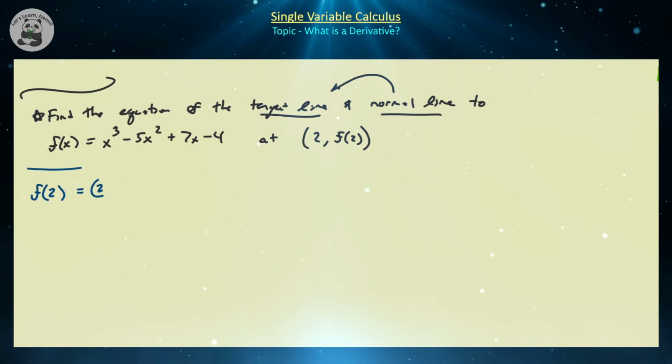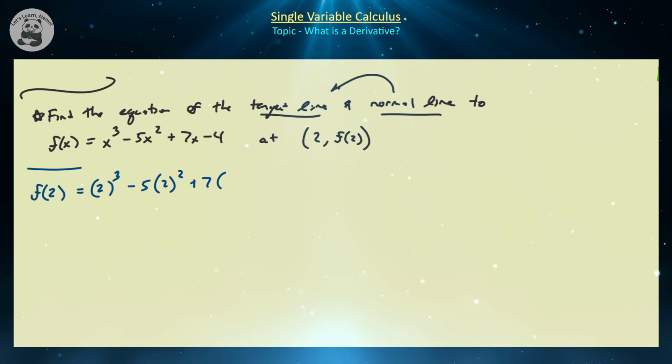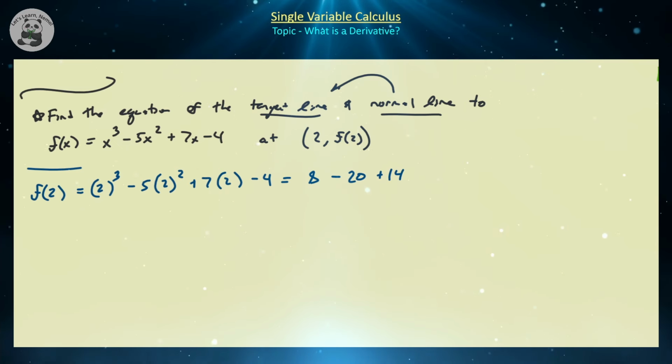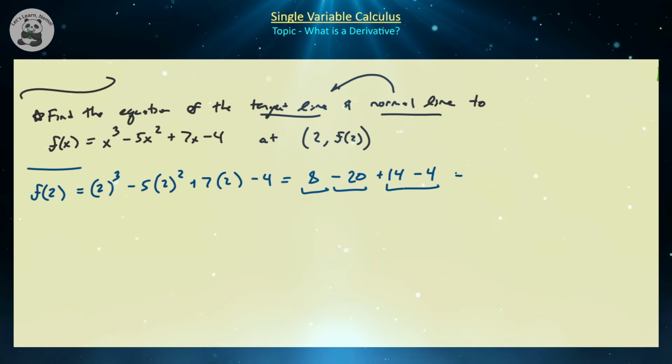So f of 2 is going to be equal to 2 cubed minus 5 times 2 squared plus 7 times 2 minus 4. So that's going to give us 8 minus 4 times 5, which is 20. And then we have the 14 minus the 4. So we have a positive 10, that's going to give us a negative 10, and then plus 8, that's going to give us negative 2.